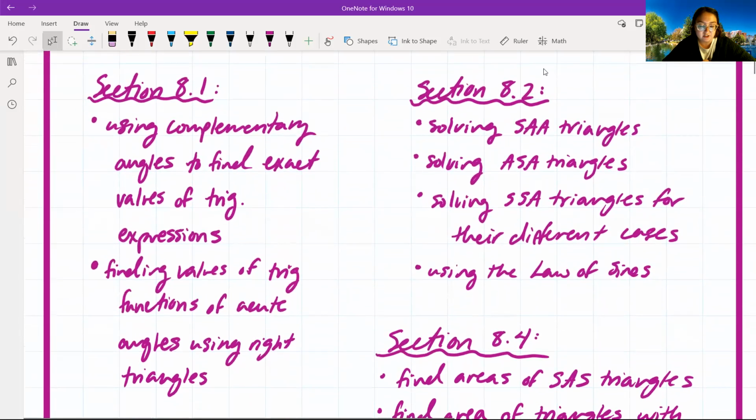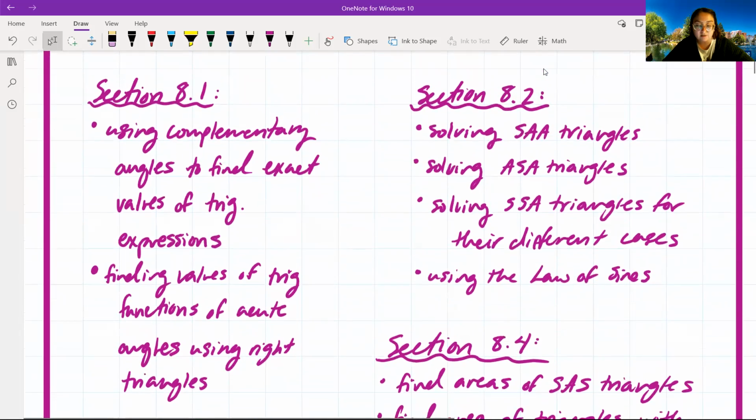So, starting with section 8.1, things you want to go over is going to be using complementary angles to find exact values of trigonometric expressions, and finding values of trig functions of acute angles using right triangles. So those are going to be the main 2 points that you're going to want to review.